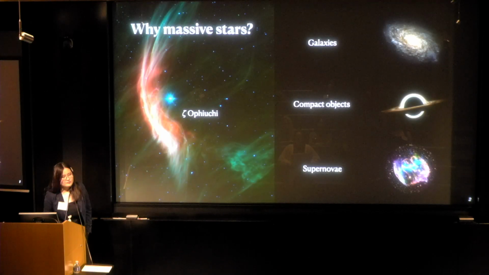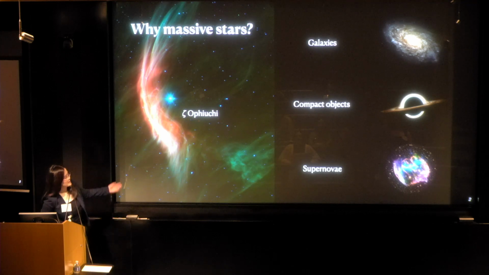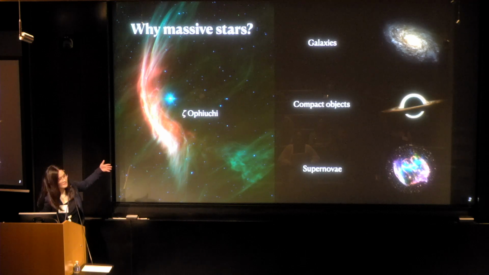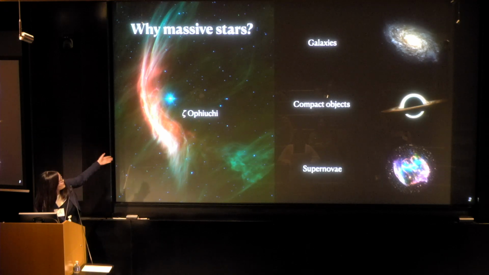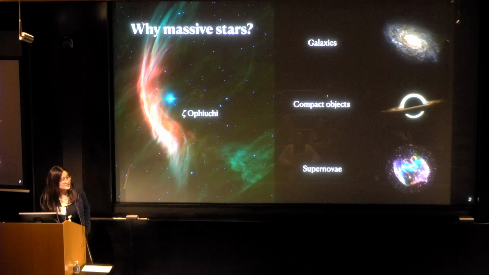So I'll start off with a little bit of background about why massive stars matter. Here on the left, I show Zeta Ophiuchi, which is a beautiful O-type star that is closest to us, actually. And you can see this wonderful bow shock feature, the red here. That's because the star is moving very fast through a region of the galaxy that's very dust rich. So massive stars are beautiful.